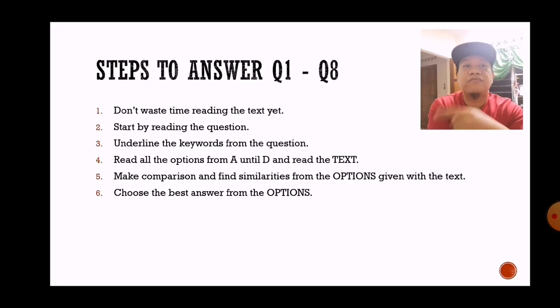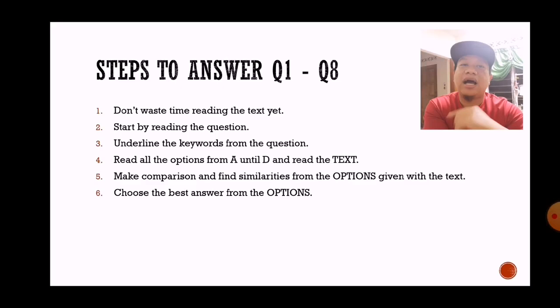First of all, it's difficult because you cannot give your own opinion. You cannot give your own answer. You have to choose based on the answer that is already given in the options from A until D. So that is why it is difficult.